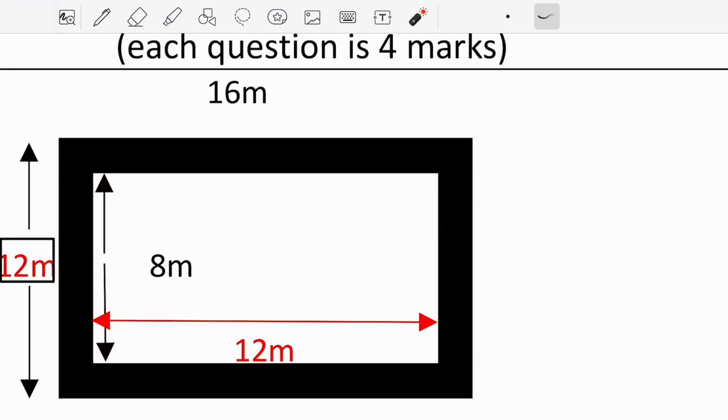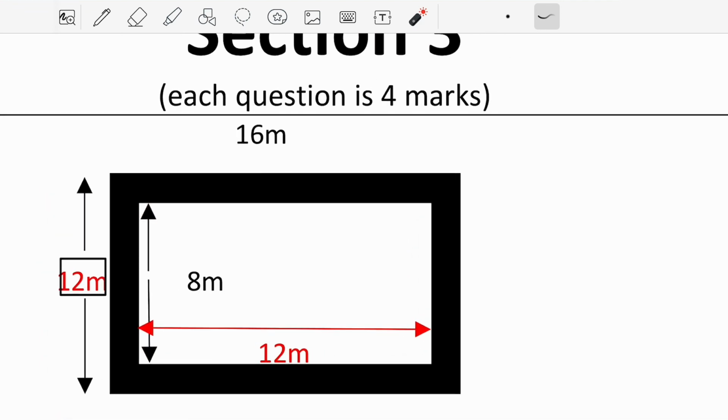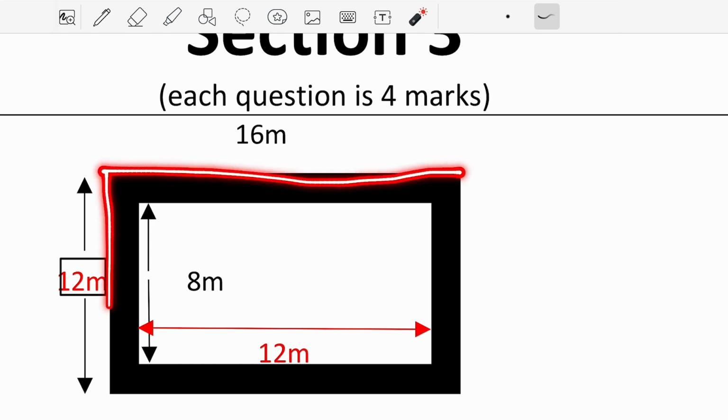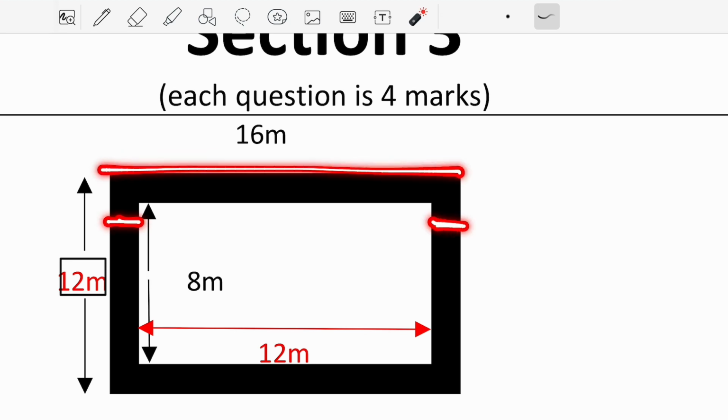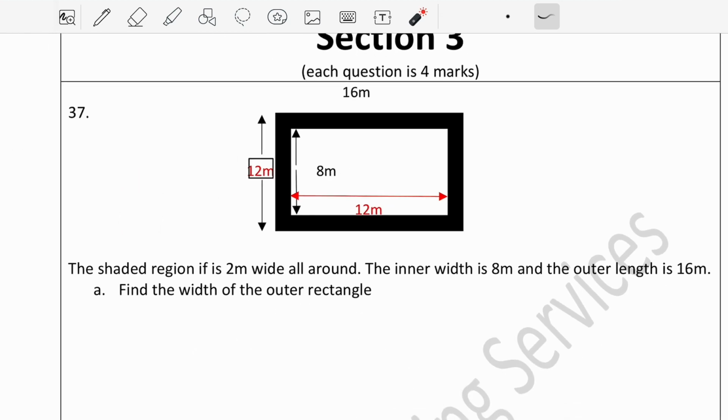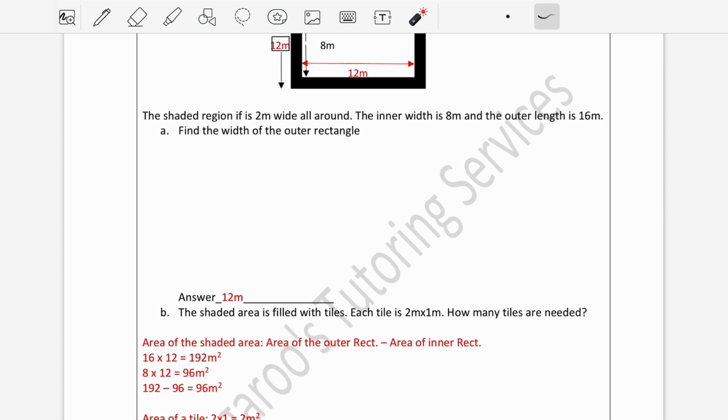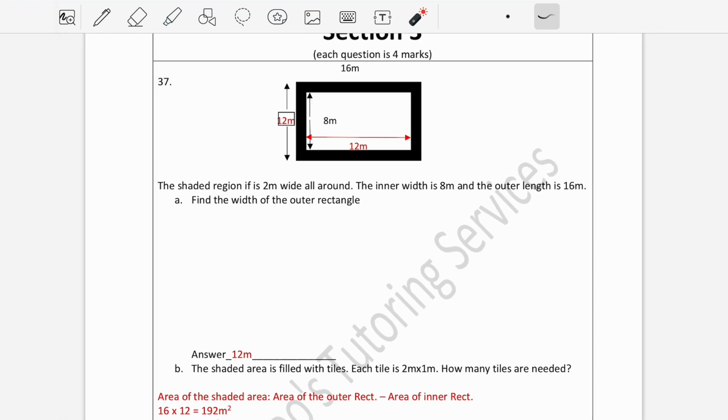So we need to have the length and the width for both rectangles. So we know that the outer rectangle is 16 by 12, and the inner one would be 8 by 12. How do we know that this is 12? Because if this is 16, and here's 2, and here's 2, that's 16 take away 4 is 12. So that's your explanation for the length and width.